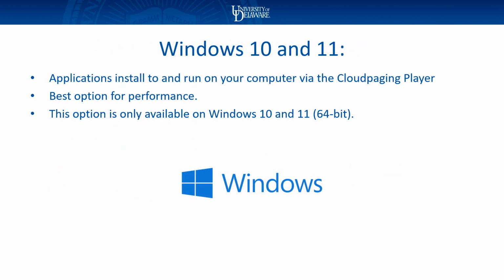If you're using Windows, applications will install to and run on your computer via cloud paging. This is going to be the best option for performance. Many engineering applications are very demanding of hardware. So if your computer's up to the task, your experience is going to be great. If not, then stay tuned. The solution we have for Mac, Linux, and Chrome users will work for you as well. This option is only available on Windows.